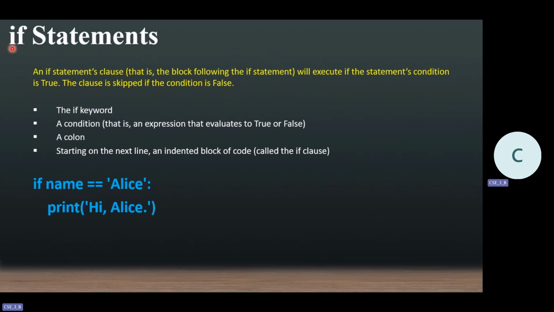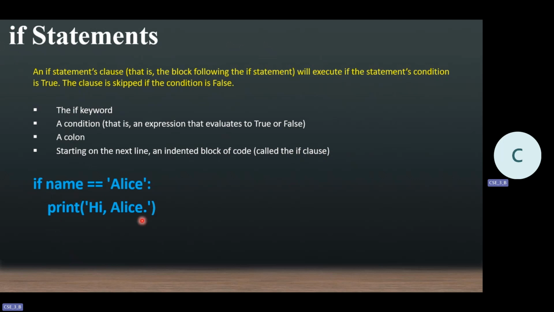First, we focus on the control statements, that is the if statement. An if clause, that is the block following the if statement, will execute if the statement's condition is true. The clause is skipped if the condition is false. What should be there whenever we execute an if statement? First and foremost, the if keyword, a condition, that is an expression that evaluates to true or false, the colon symbol, and then starting on the next line, an indented block of code that is called the if clause. Here we can see this is the entire if block.